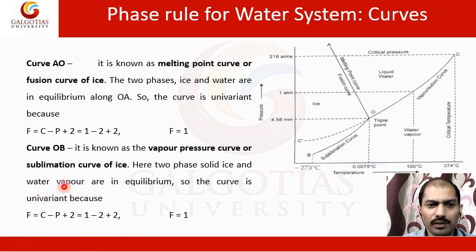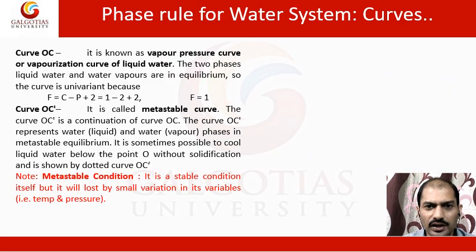So here, the sublimation curve, curve OB, can be found for sublimation, and the degree of freedom can be found to be univariant. Another curve, OC, is known as the vapor pressure curve or vaporization curve of liquid water.